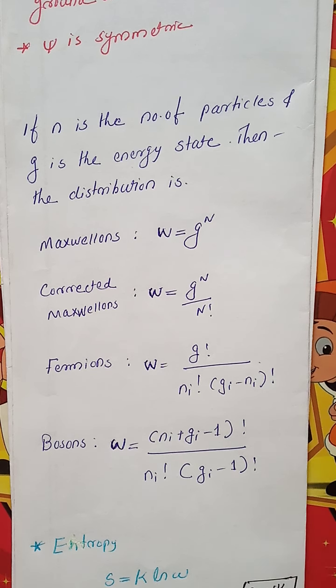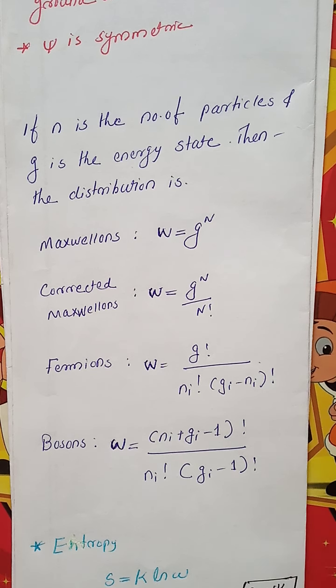Next one is the equation to find entropy. That is S is equal to k ln omega. If we are finding the molar entropy, we have n number of particles and n into k equal to R. Therefore, molar entropy is equal to R ln omega. Next one is the partition function.